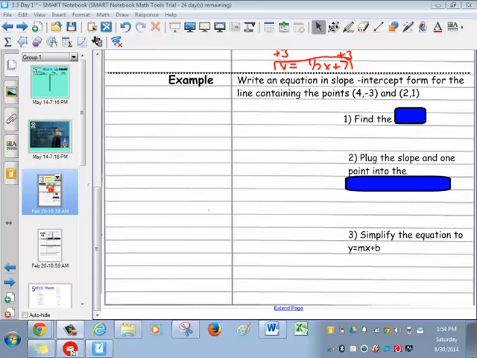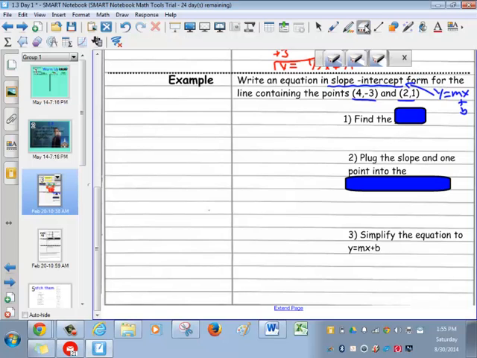Okay, now on this example, what they did is they gave us 2 points, this point and this point. And they're saying, from those 2 points, write an equation in slope-intercept form. Now remember, that form is y equals mx plus b. That's the slope-intercept form. Okay?